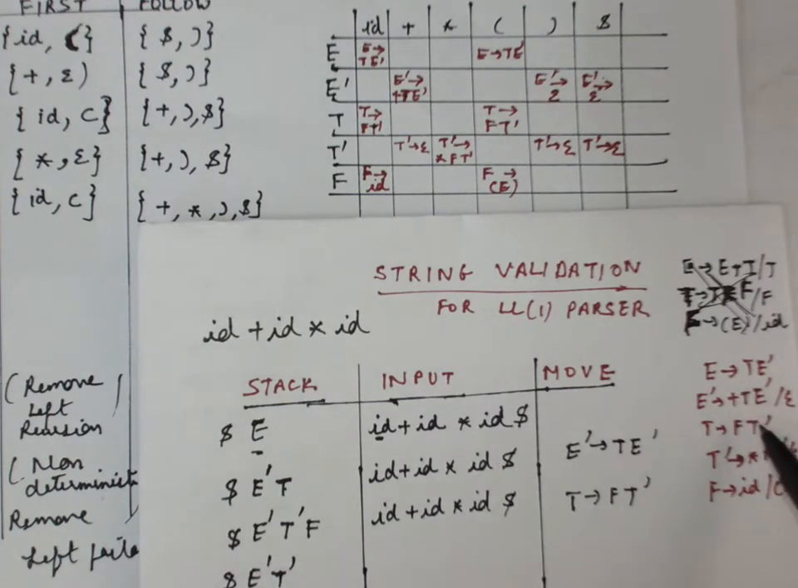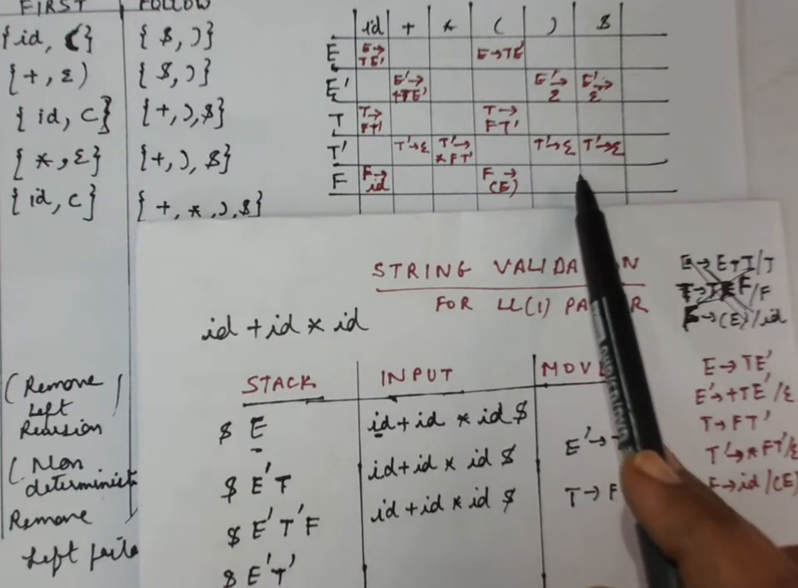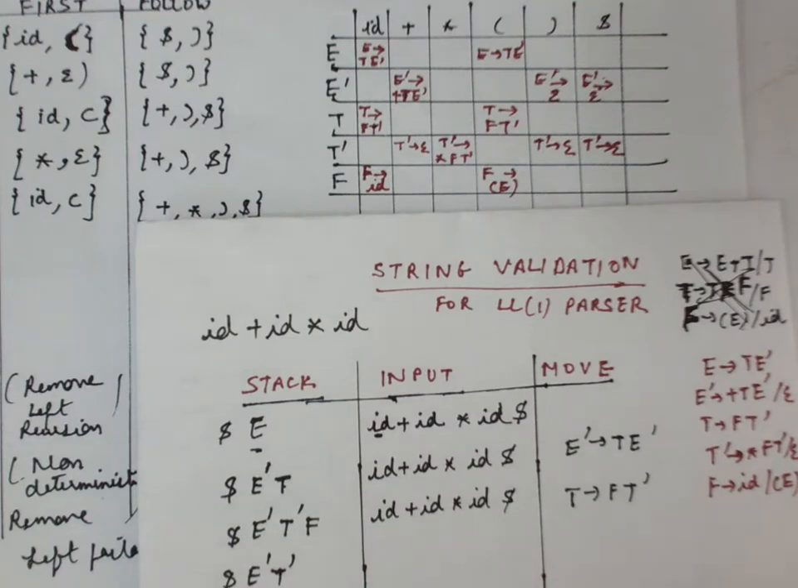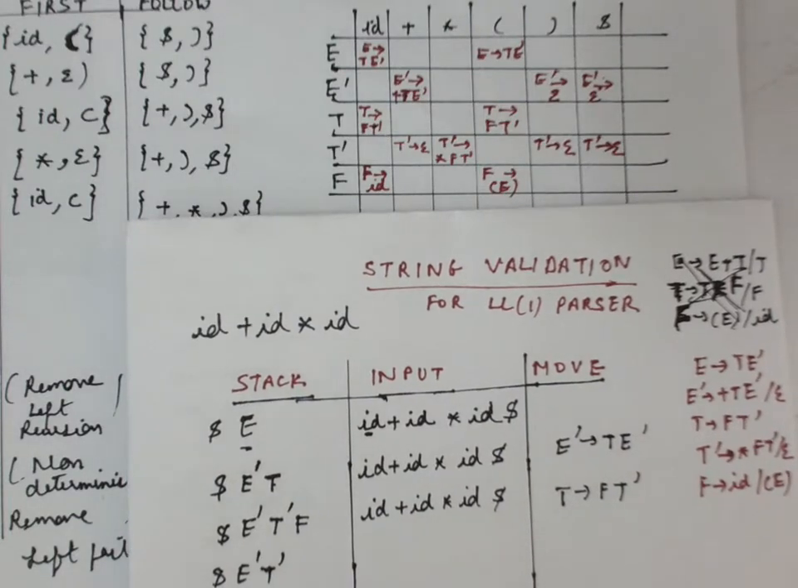This is the grammar I have written over here, for which the parsing table was generated, and we have to see whether this particular string belongs to this grammar or not. Here you can see E gives T E dash, E dash gives plus T E dash or epsilon, T gives F T dash, T dash gives star F T dash or epsilon, and F gives id or E in brackets. Okay, so let us see.